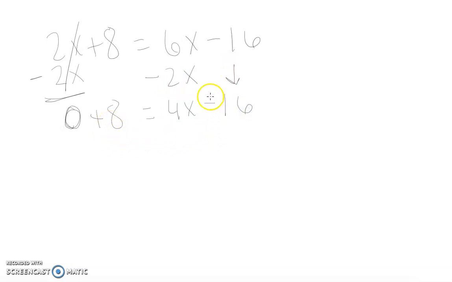Now, you're just going to bring the 16 to this side because 16 is like a loner on this side. It doesn't fit in with the rest of the part of the equation. So we're just going to add 16 to make it 0 on this side. So 8 plus 16 is 24 equals 4x.